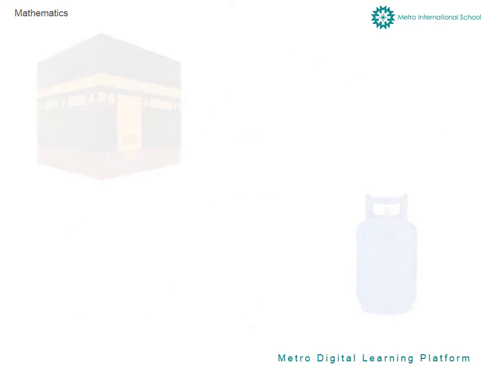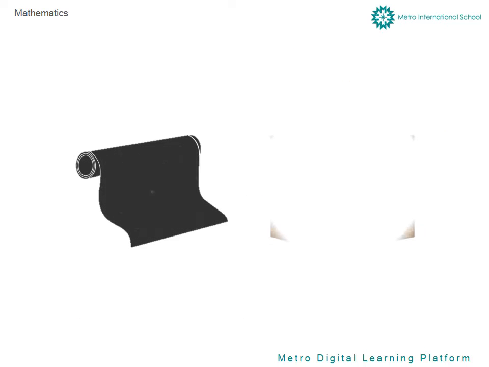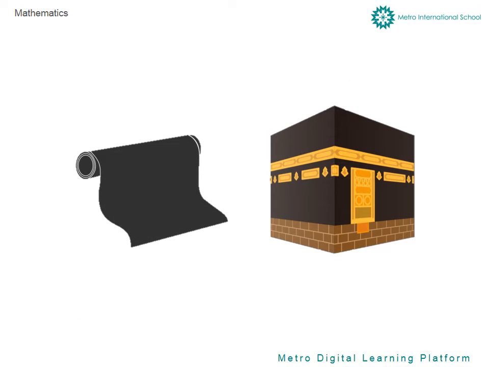Let's suppose the cloth that covers Kaaba needs to be replaced, then imagine how much fabric is going to be required. To know that, we must first calculate the surface area of Kaaba. Let's discuss how the surface area can be calculated for different shapes.